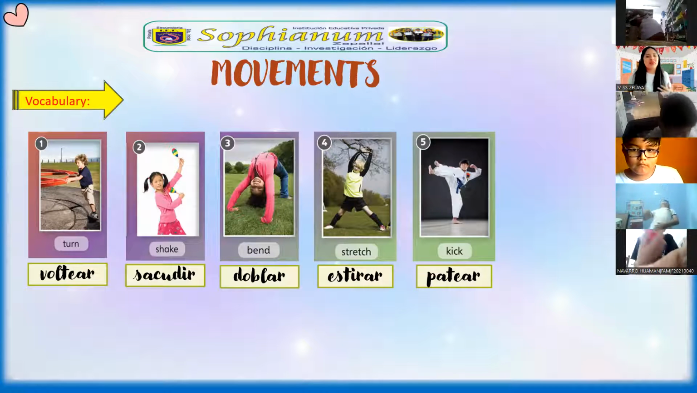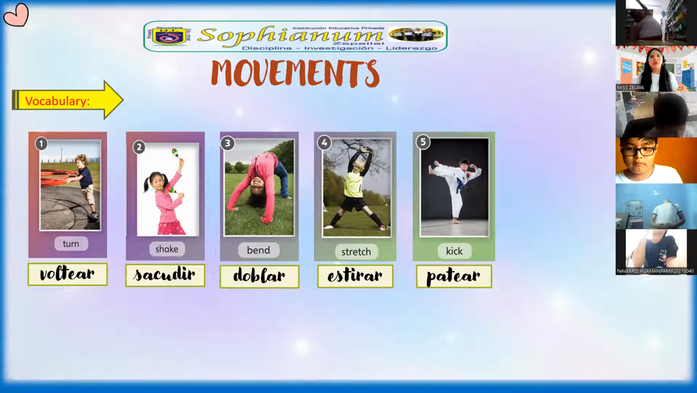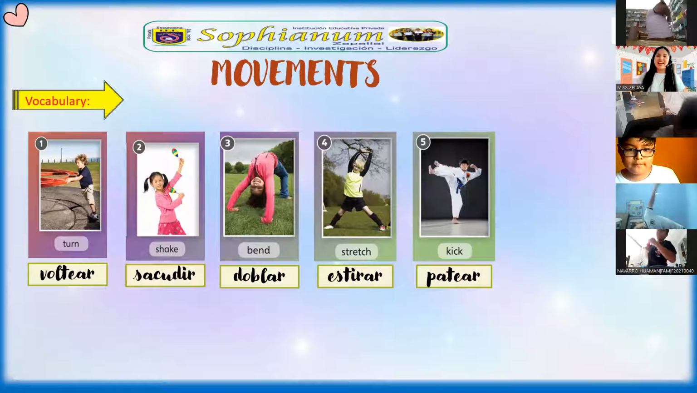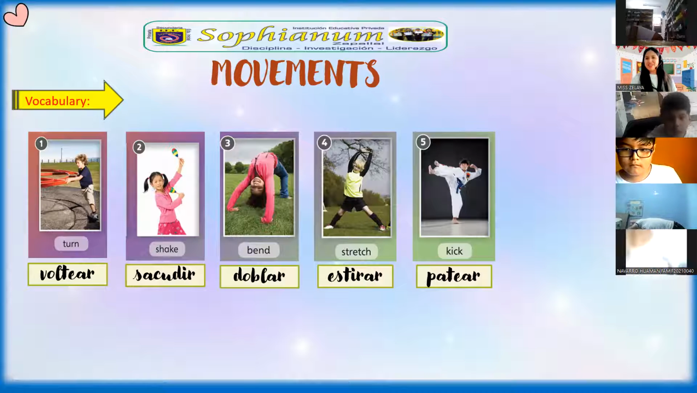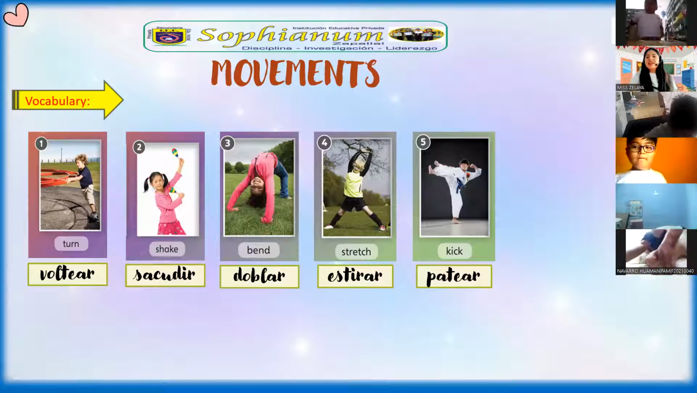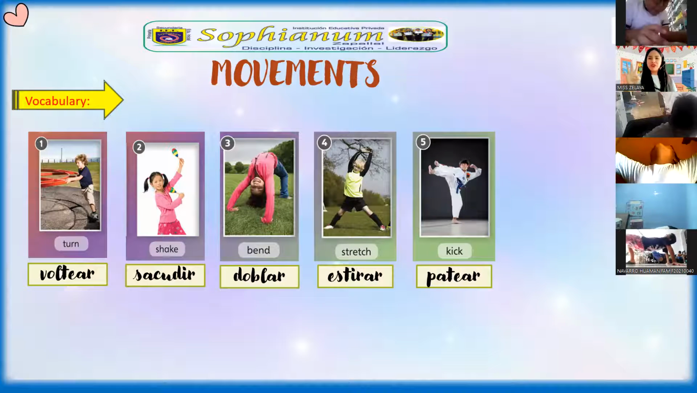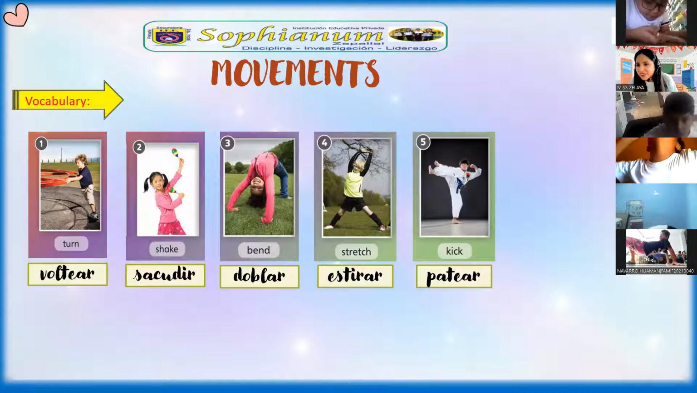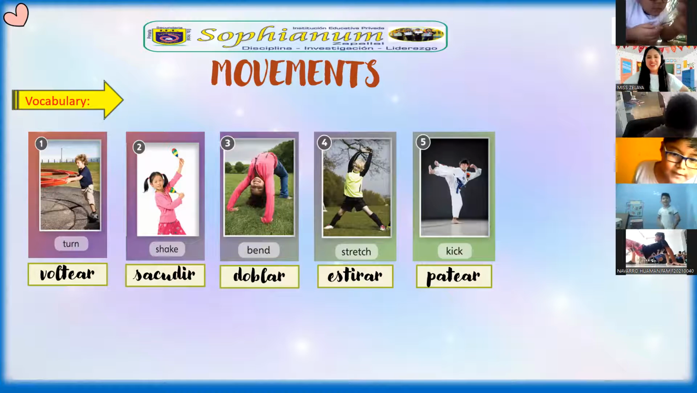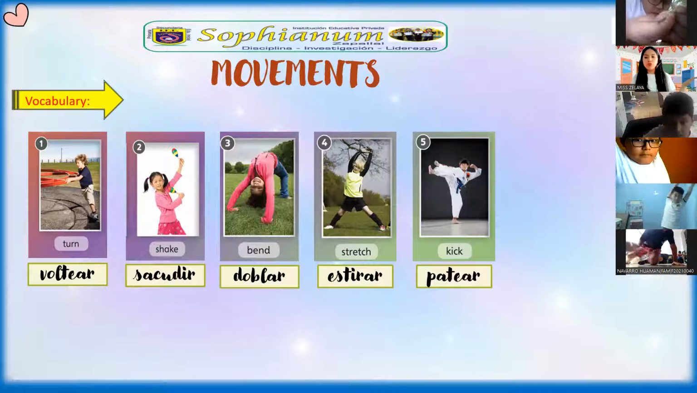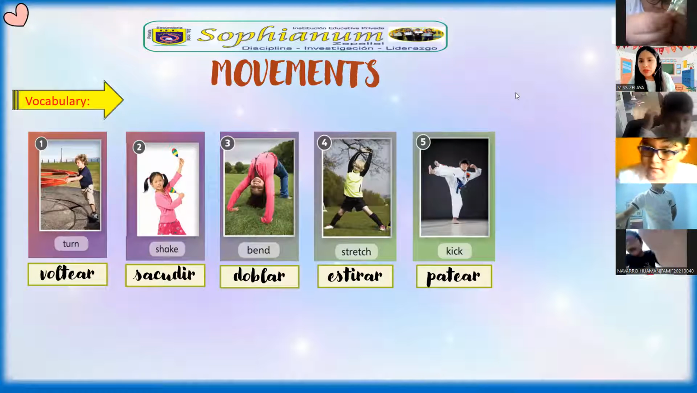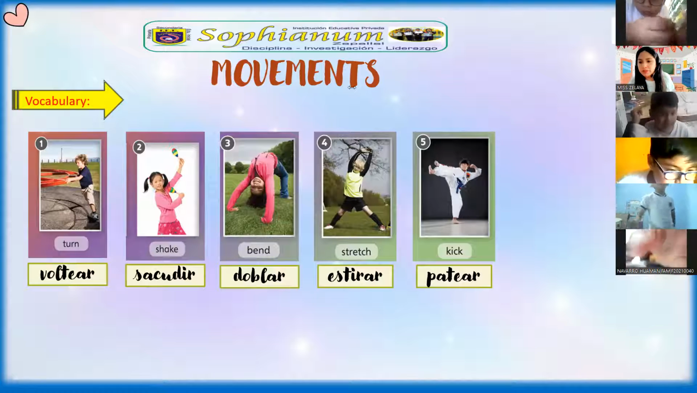Bend. Yo la verdad es que no puedo doblarme mucho, pero voy a intentar doblarme para el costado. Let's bend. For the other side. Let's bend. Very good. Continue with the number four. Look at Luis Najarro. What are you doing? You are bending. Continue with number four. What is the movement in number four, students? Stretch.